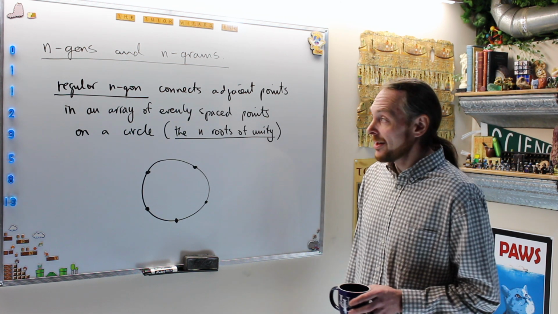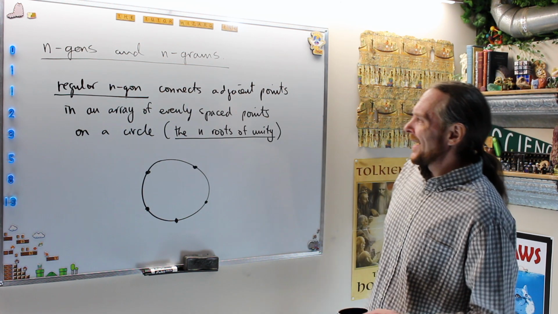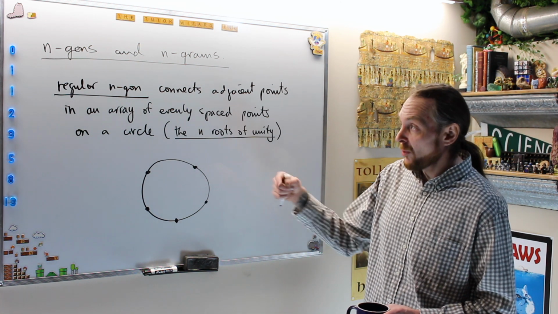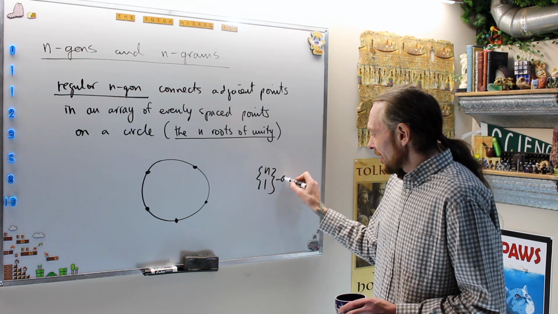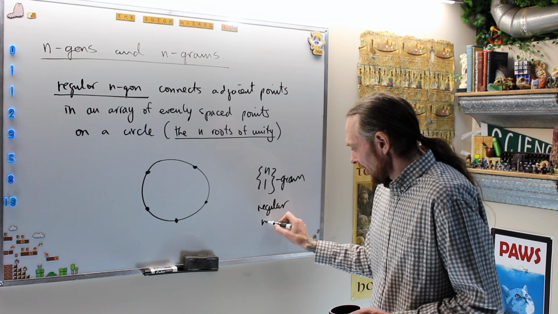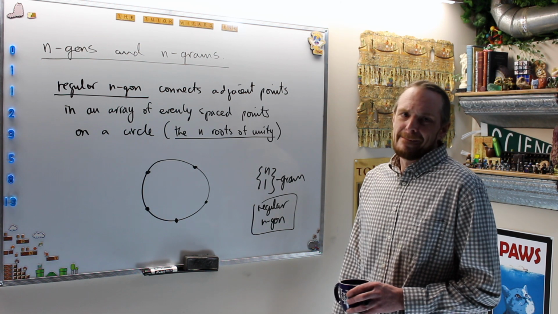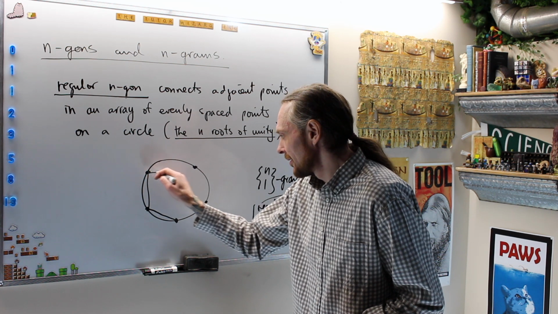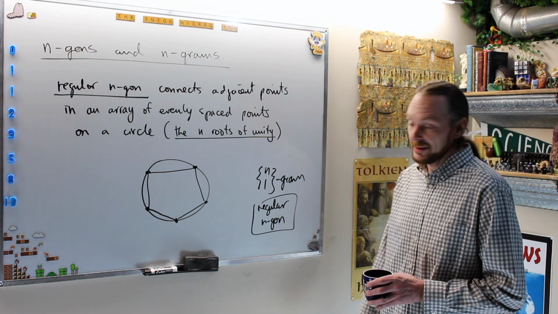What is the regular n-gon? The regular n-gon connects adjacent points in an array. So you go to the next one. We're going to call it the n-1 gram. So the n-1 gram is actually the regular n-gon, the n-sided object. Where's n-gon? Right here. I connect adjacent ones, and if I have 5 of them, sure enough, I get a pentagon, though mine wasn't too regular.